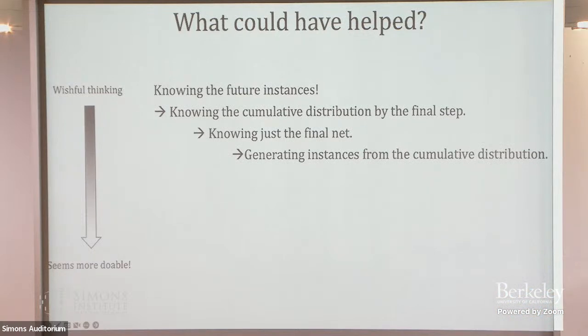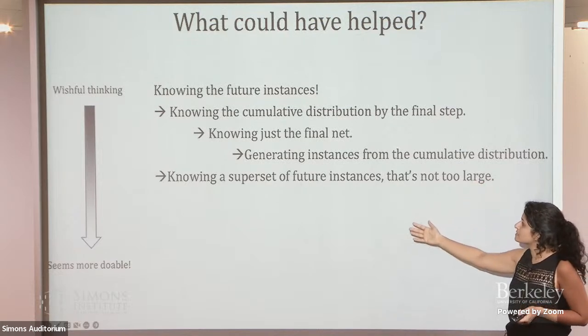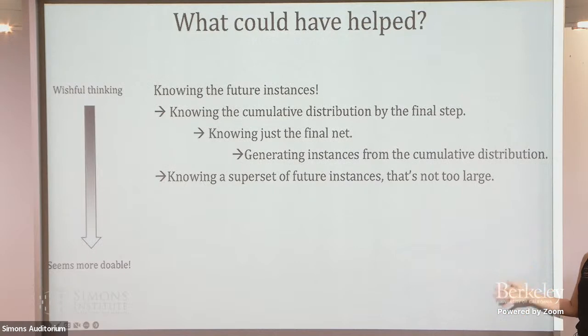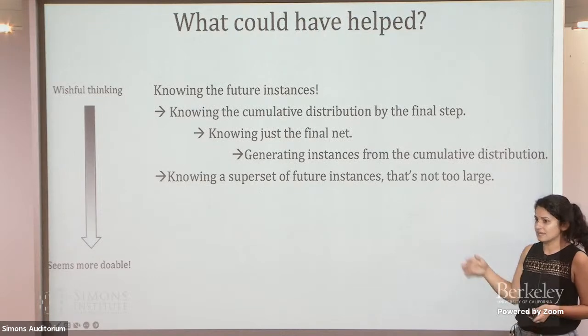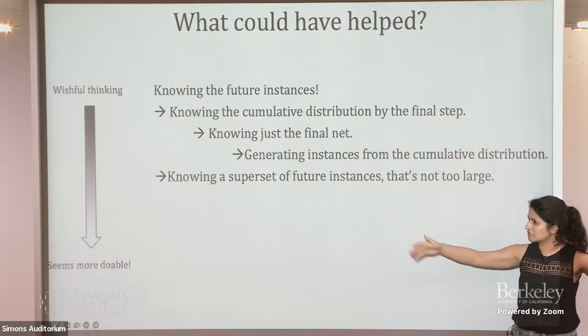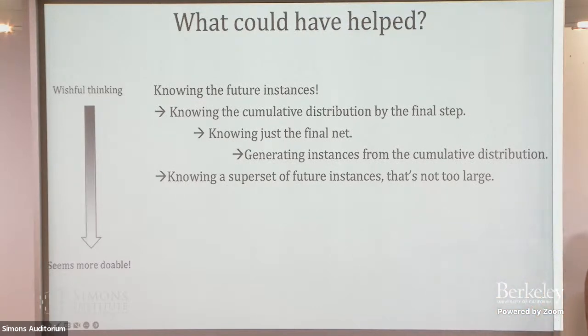In fact, I don't even need to know the net. If I could generate instances from that cumulative distribution into the future, then I could sort of think about a net on those instances. And that would have been a net for my future. This is starting to look more like maybe we can actually do this. In fact, I don't even need to know the instances or net or distribution. Another way to think about it is that I just need to have a pretty good sense of what instances I'm going to see. Let's say maybe I had a superset of all the future instances, and the superset wasn't huge. Like it actually included information about the points I was going to see in the future.